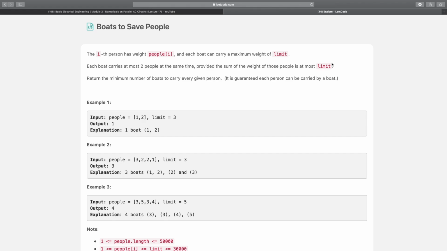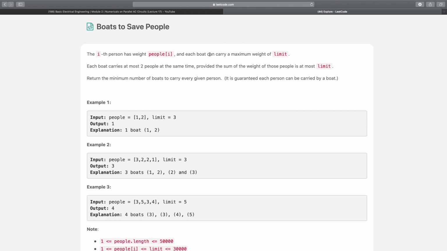We're going to be solving the LeetCode question, Boats to Save People. In this question, we're given a list called people, and the ith person has a weight of people[i]. So for example, if i had a value of 1, that would mean that the first person inside the people list has a weight of whatever is over there.